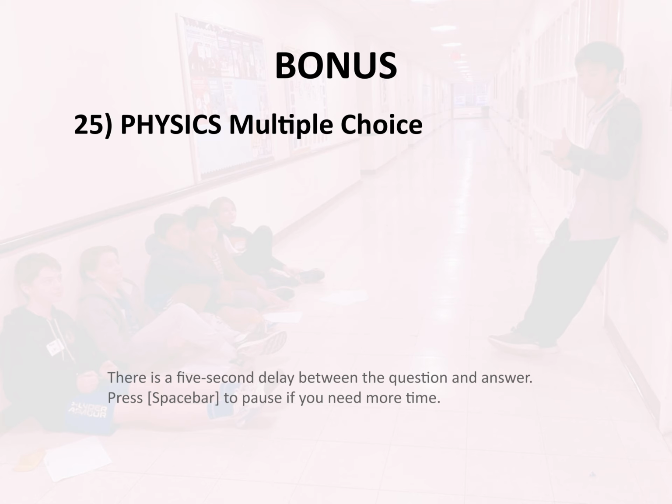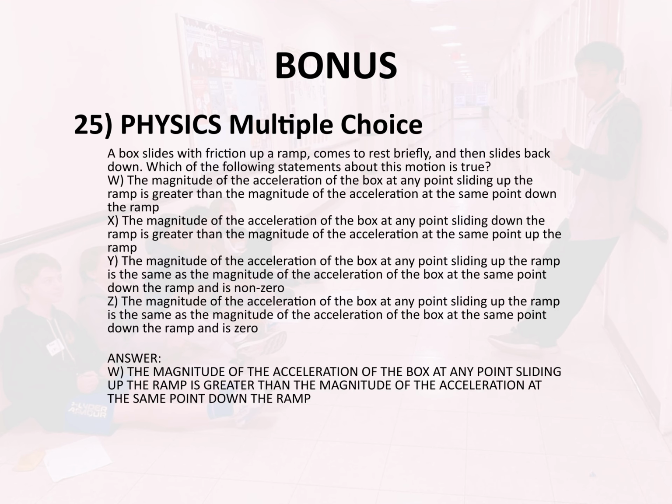Y. The magnitude of the acceleration of the box at any point sliding up the ramp is the same as the magnitude of the acceleration of the box at the same point down the ramp and is non-zero. Z. The magnitude of the acceleration of the box at any point sliding up the ramp is the same as the magnitude of the acceleration of the box at the same point down the ramp and is zero. Answer. W. The magnitude of the acceleration of the box at any point sliding up the ramp is greater than the magnitude of the acceleration at the same point down the ramp.